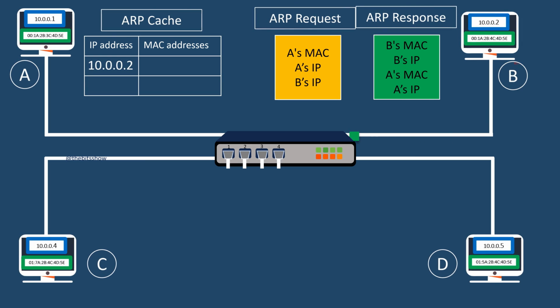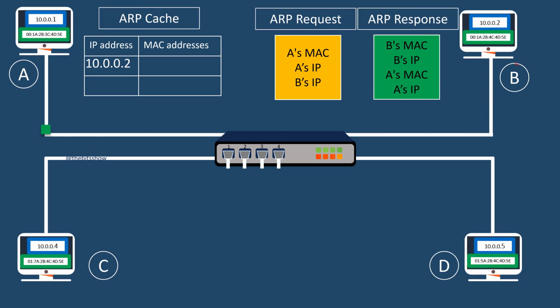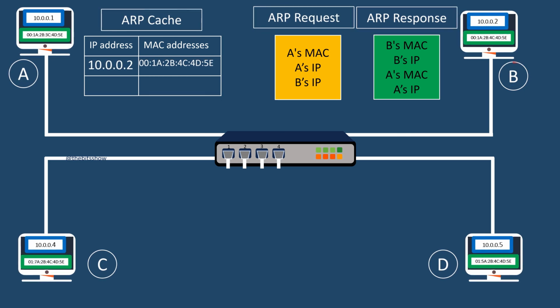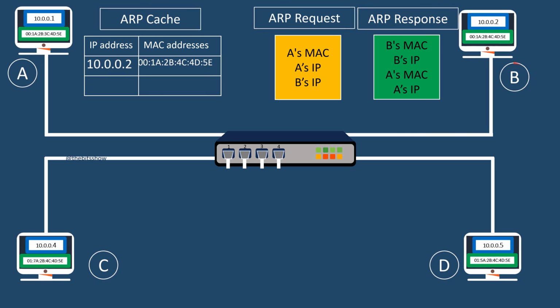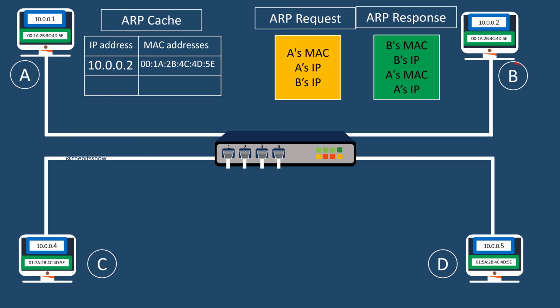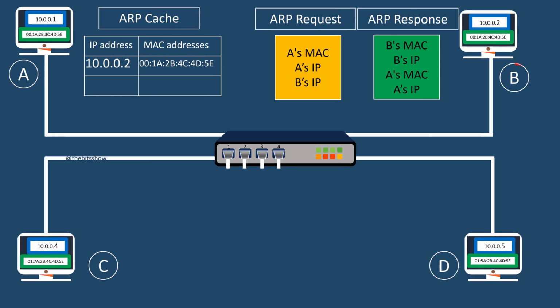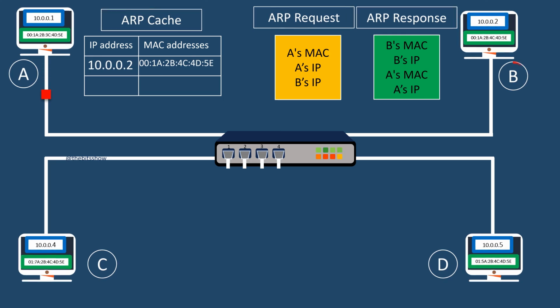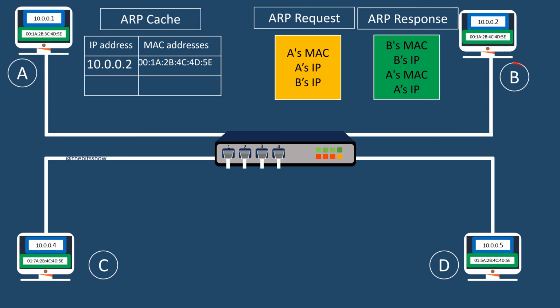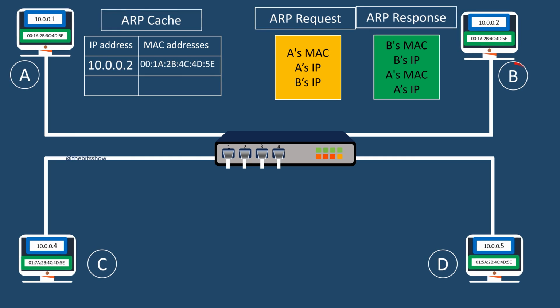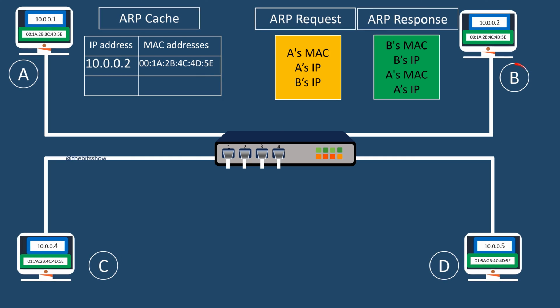Once computer A receives the ARP response, it updates its ARP cache with computer B's MAC address, associating it with the IP address. With both the IP address and MAC address of computer B in its ARP cache, computer A can now directly communicate with computer B. Computer B receives the data packet from computer A and processes it accordingly, completing the communication.